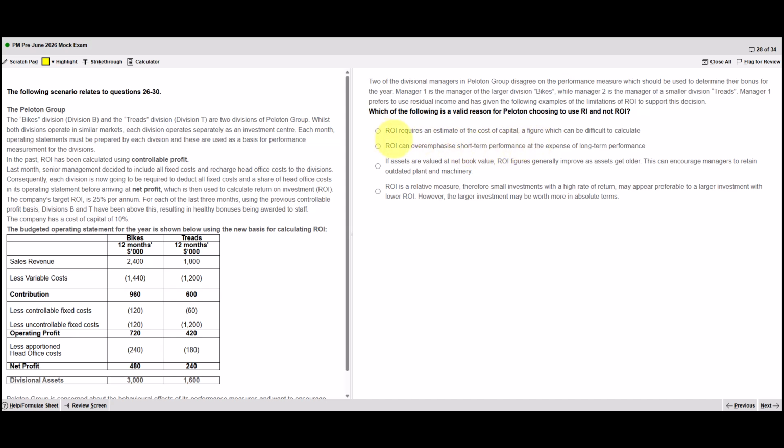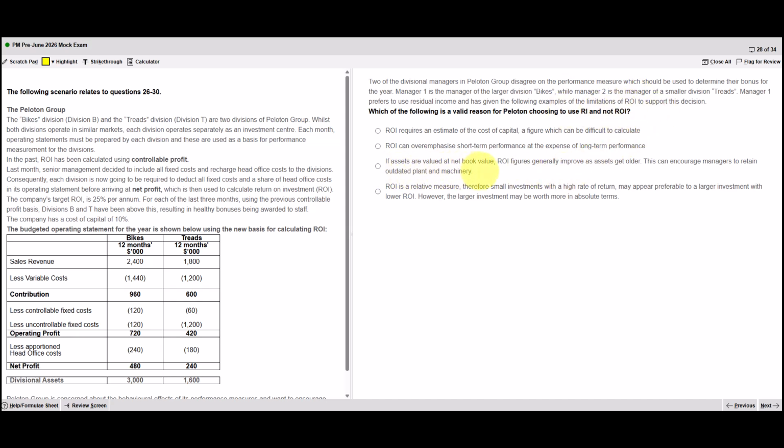So ROI doesn't need a cost of capital in order to do the calculation, but often it does in order to do a comparison. But RI needs the cost of capital definitely to calculate, so that's more of a limitation of RI. ROI can emphasize short-term performance at the expense of long-term performance. Whilst true, that is also true of RI, so that's not a differentiator.